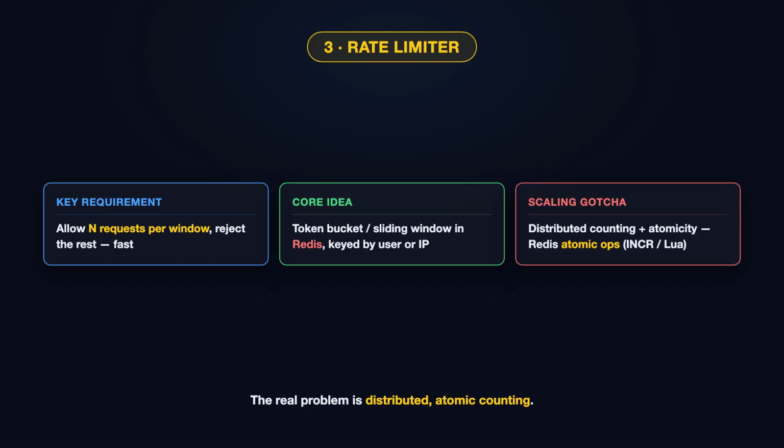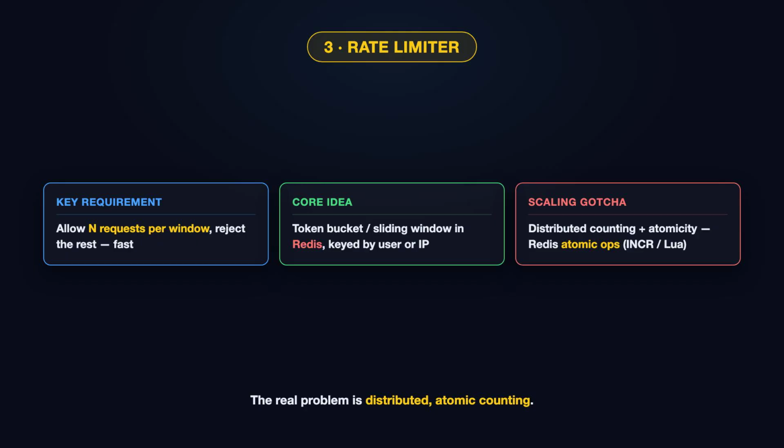A token bucket refills at a steady rate and each request spends 1 token. When the bucket is empty, you reject. A sliding window counts requests over the trailing time window. Both are standard, and both are cheap enough to run on the hot path.